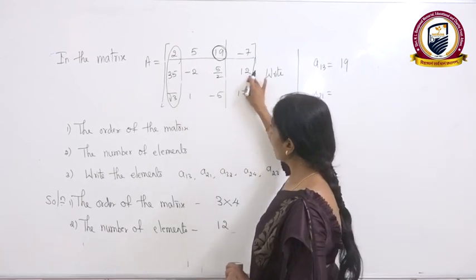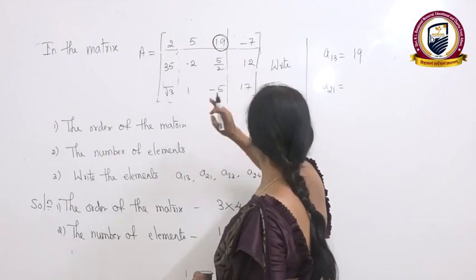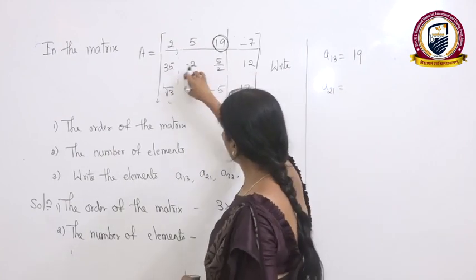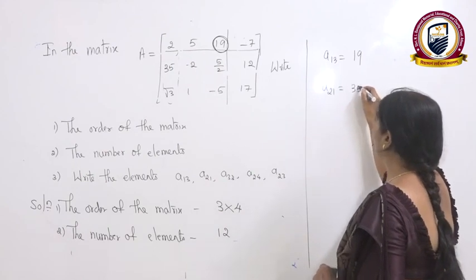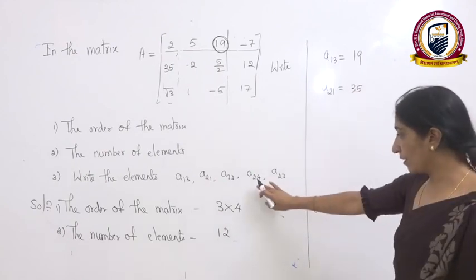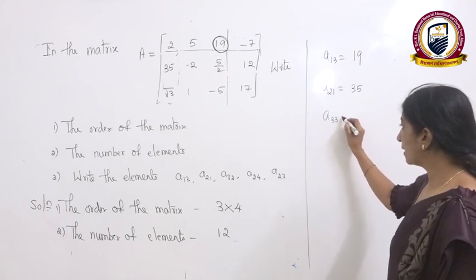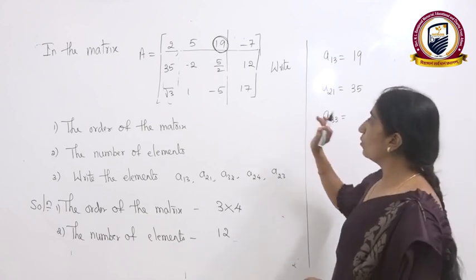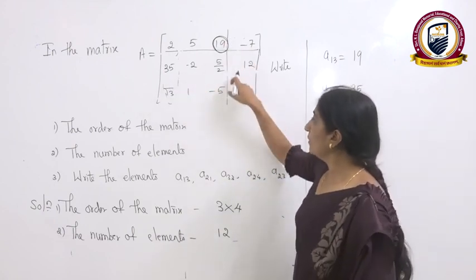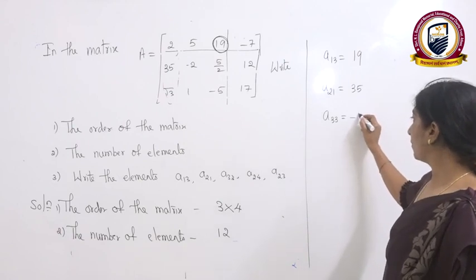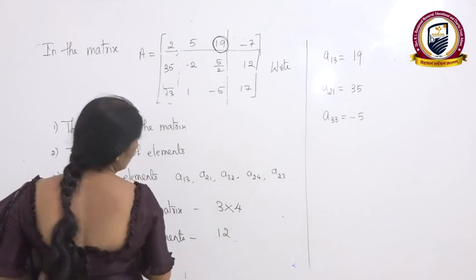Next, A21. That is second row, first column. This is the second row and first column. What is it? It is 35. The remaining two I am leaving to the students, they have to answer. A33. This is the third row and third column. That will be -5.